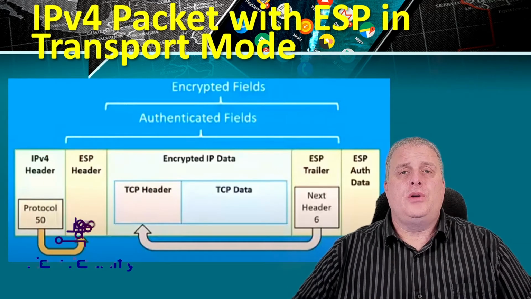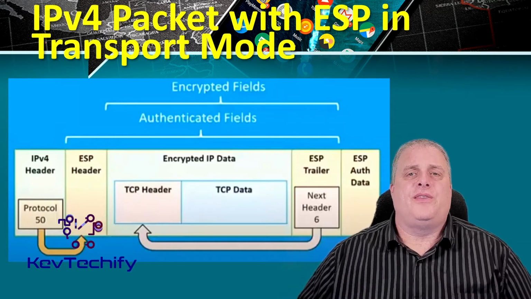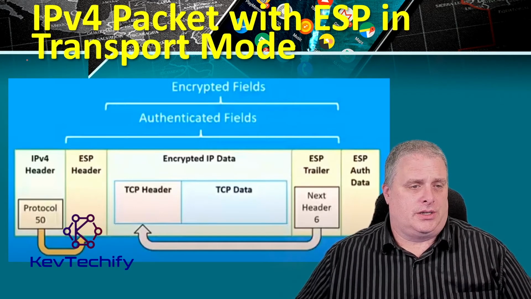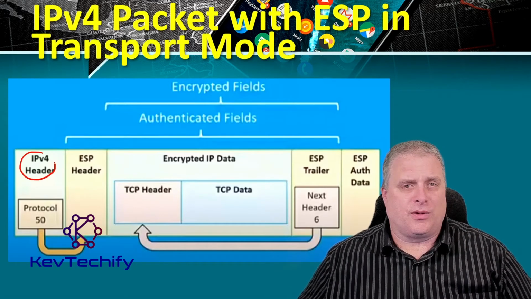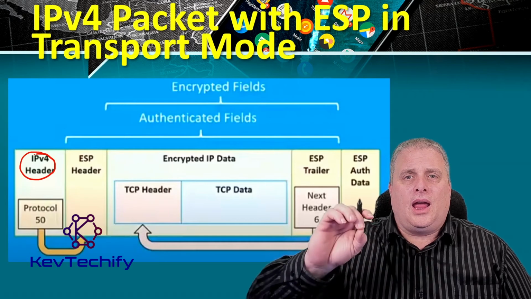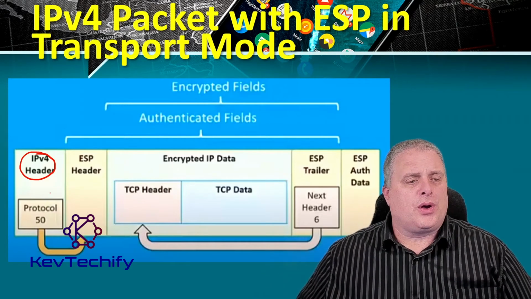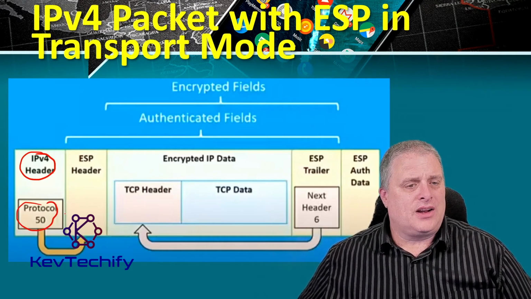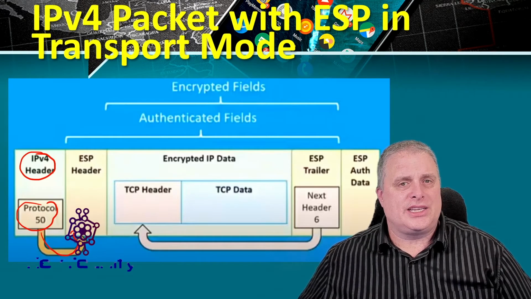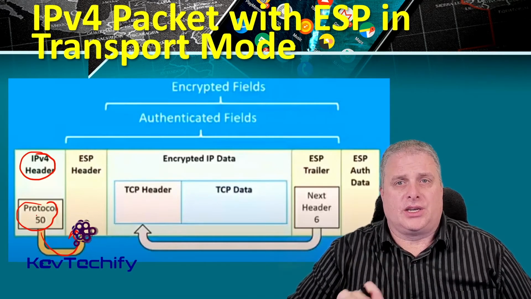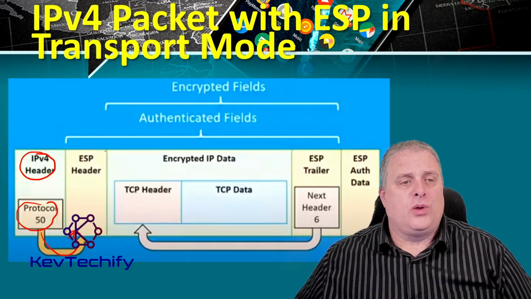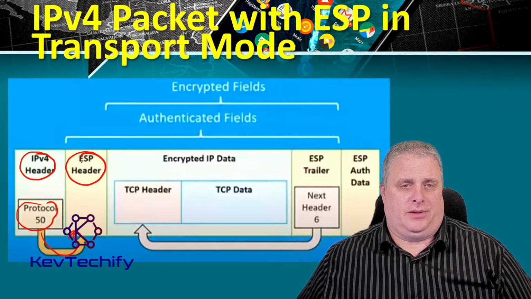In transparent mode, there's only a single IPv4 header, which isn't changed. So right here is our single IPv4 header. And we use protocol 50 of that IPv4 header to say we're going to use ESP, which is encapsulating security payload, and we add in an ESP header here.